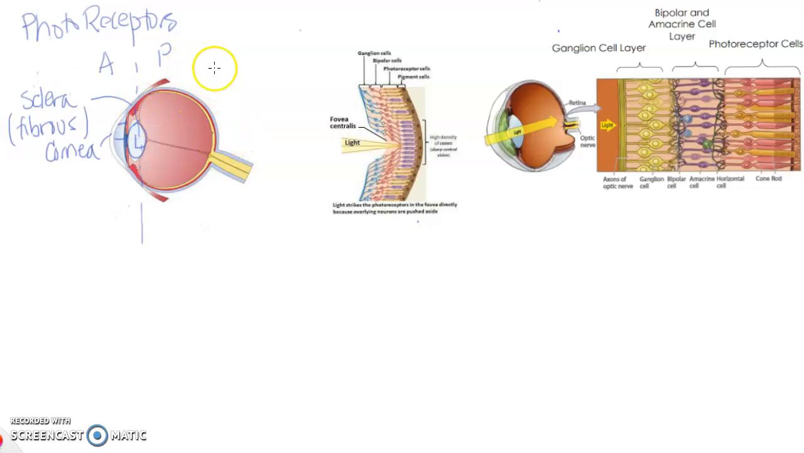The next layer under that sclera is called the choroid. And it is the vascular layer. So, of course, it's full of blood vessels. The layer under that is the retina, and that is the neural layer.